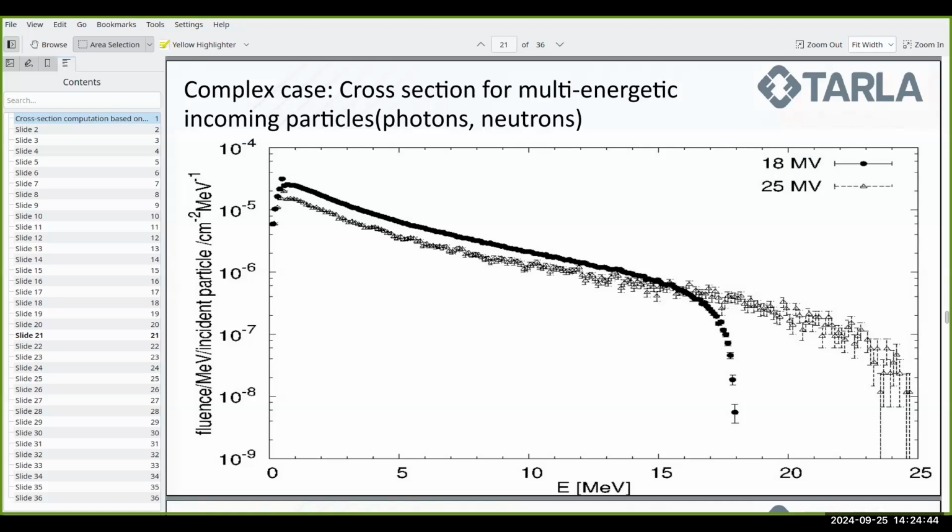And then if you change that from, let's say, 18 to 20 MeV, then you can get a different type of curve. But here the point is, it is not a nice monochromatic spectrum. It is a white spectrum.